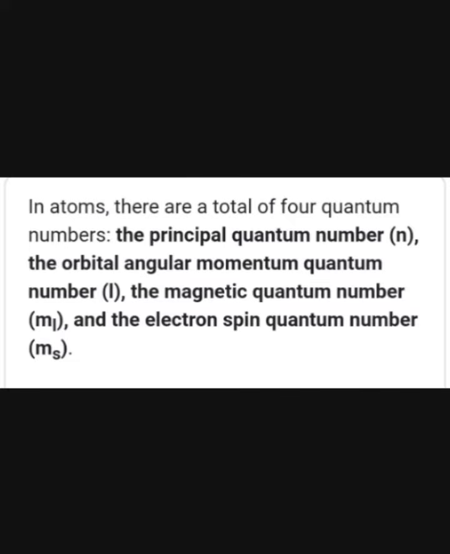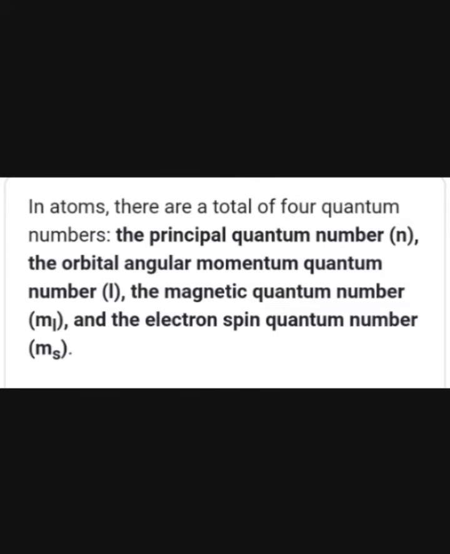Now, the principal quantum number has the symbol, small letter n. Then the azimuthal, which is also known as the angular momentum quantum number, has the symbol L, that is small letter L. Then the magnetic quantum number has the symbol M subscript L. And the electron spin quantum number, we call it spin quantum number, has the symbol M subscript S. So note these symbols because in most cases what you'll be seeing will be their symbols, not actually their names.